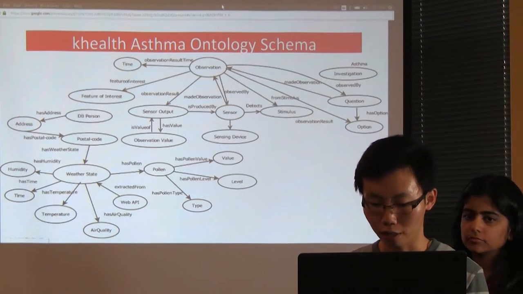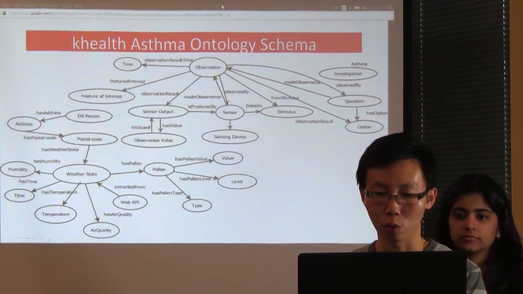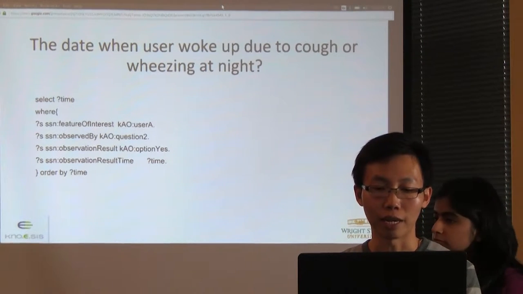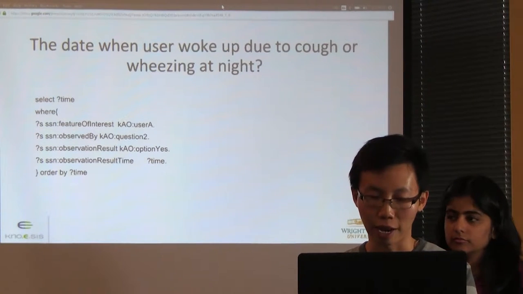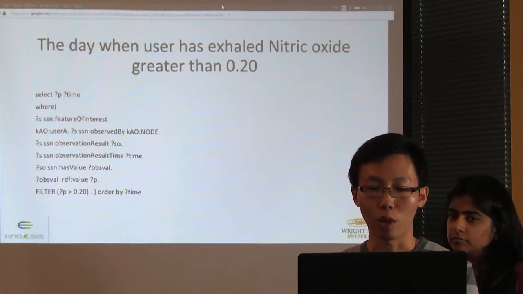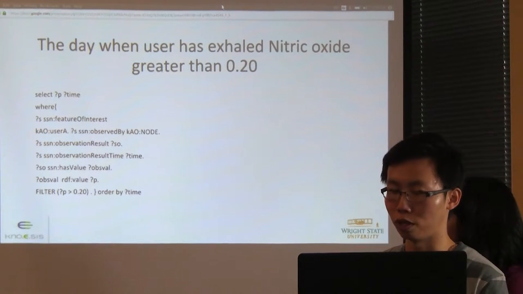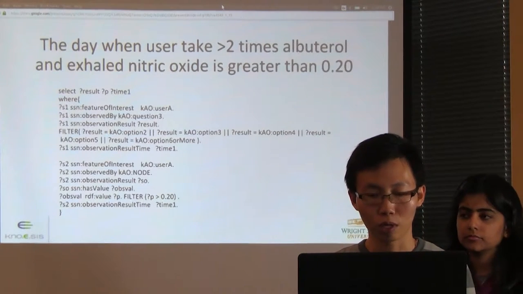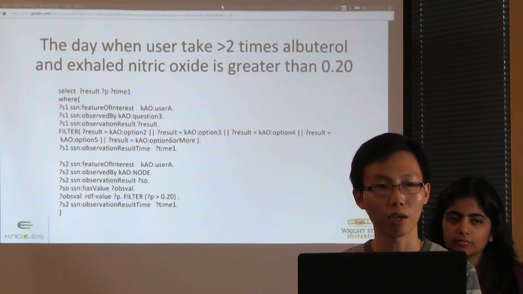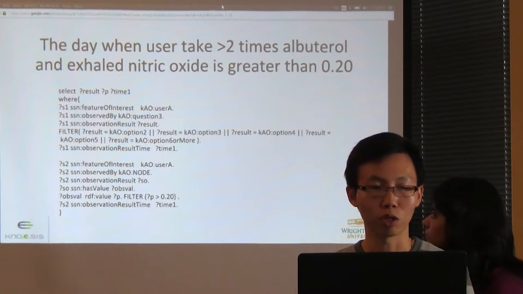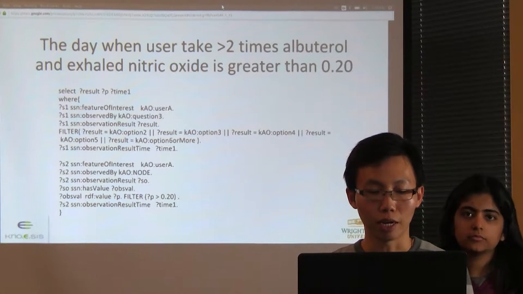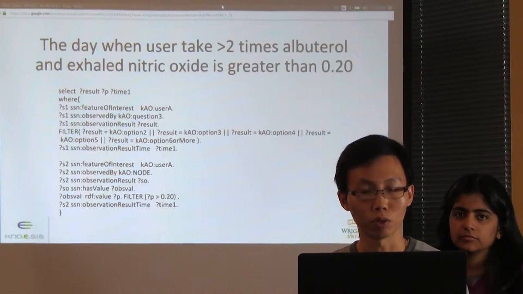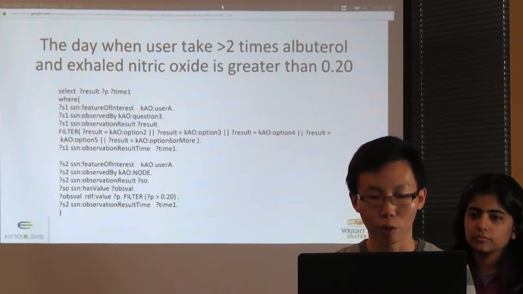We input the data, populate our knowledge base, and then we can do queries. There are basic queries, like retrieving the date when the user woke up due to cough or wheeze at night, or the date when the user has exhaled nitric oxide greater than 0.20. We will show the demo later. We can also do more complicated queries, such as retrieving the date when the user took Albuterol, a type of medication for asthma, more than 2 times, and the same day the user has exhaled nitric oxide greater than 0.20.